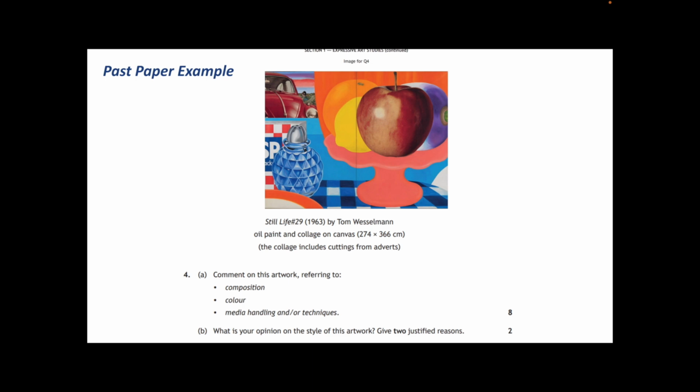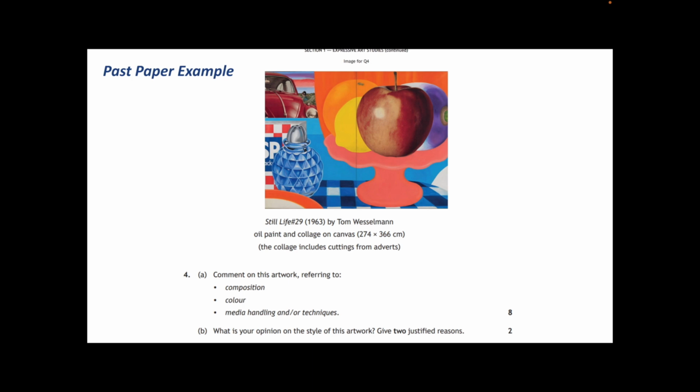Make sure to always read underneath the artwork. This will tell you the name of the artist, the artwork and the size, and it will also tell you the material the artwork was created with. The artwork I have chosen for this example was created with oil paint and collage on canvas. I know this because it tells me underneath the artwork.